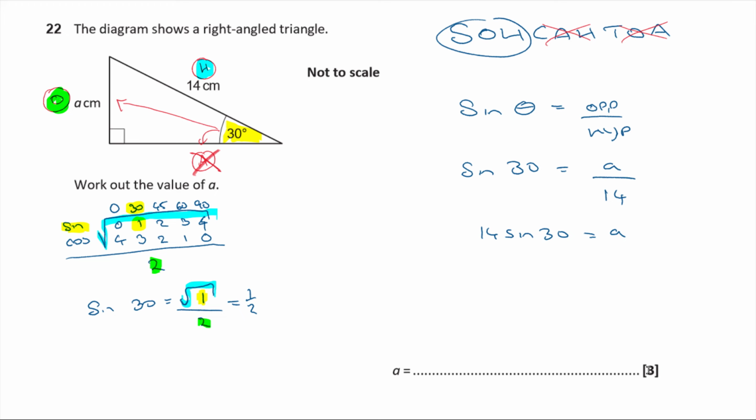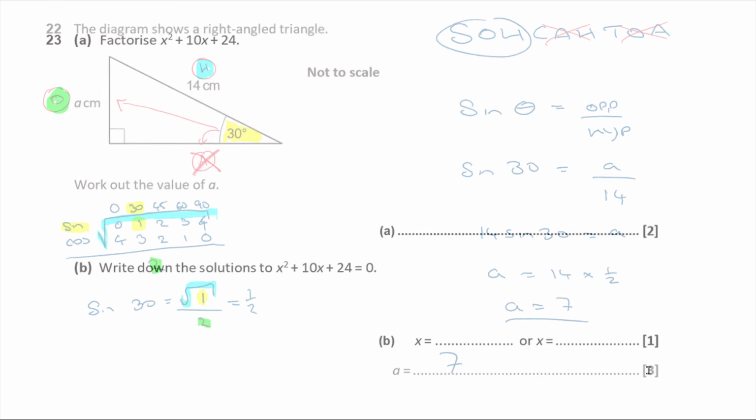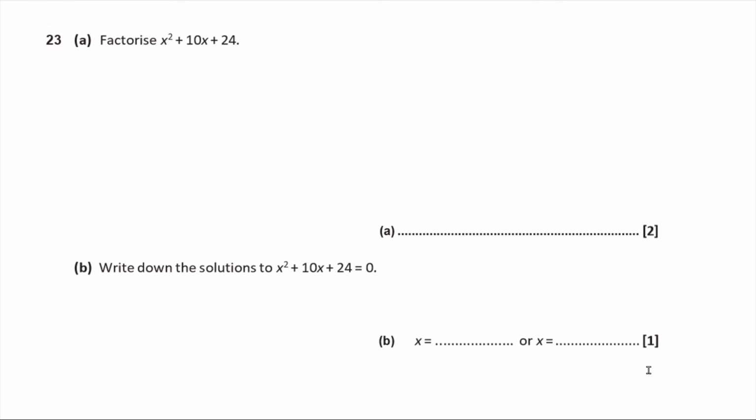Okay, so the sine of 30 is a half, so if I put it back in here, a is 14 times the sine of 30, and the sine of 30 is a half, then a must be 14 times a half, and 14 times a half is just 7, isn't it? So the value of a is 7. And it's in centimeters, isn't it? So a is 7 centimeters.